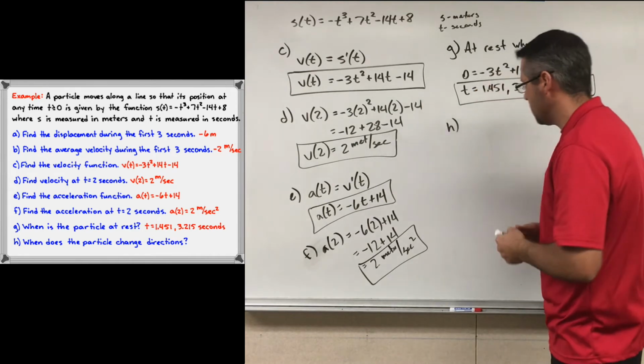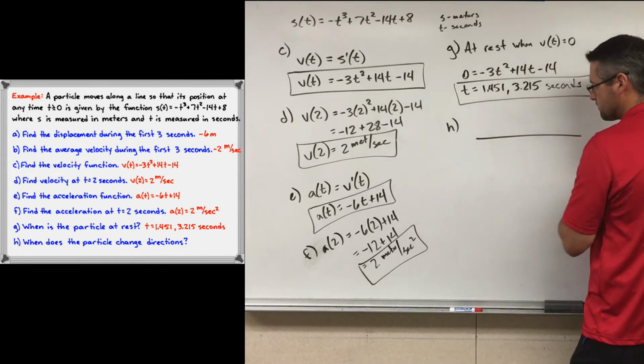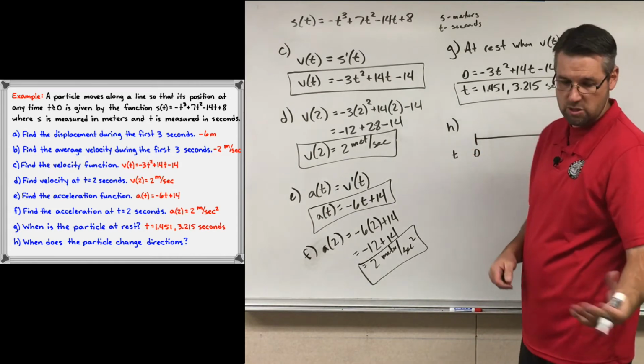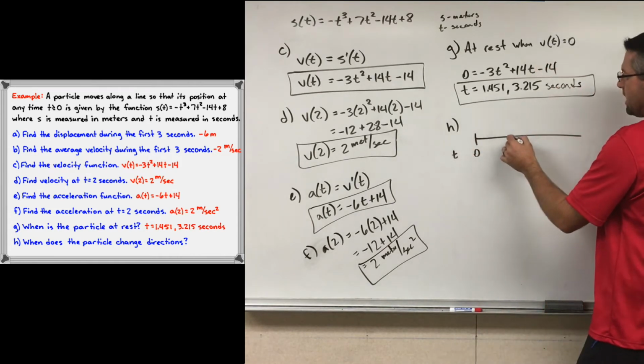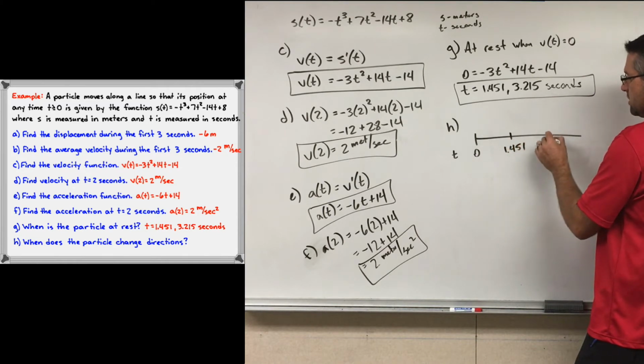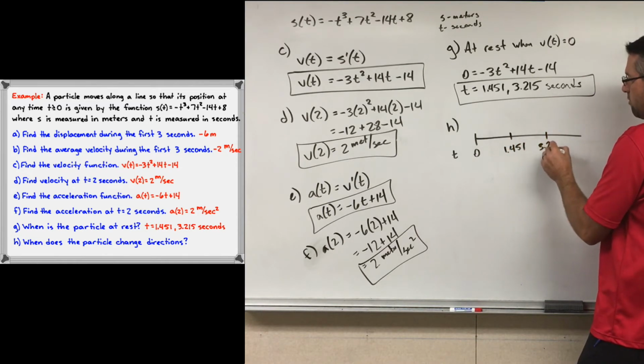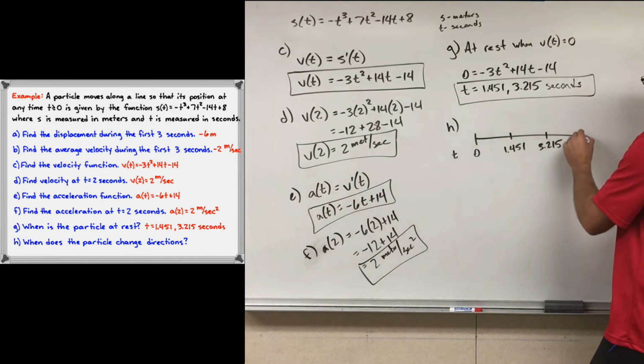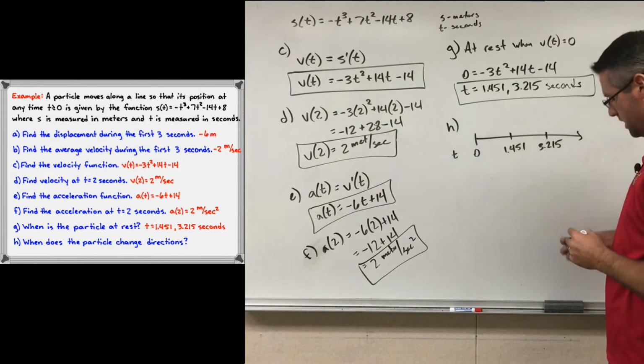So what I do here is I set up a number line, and I know that I have an endpoint of t equals 0, according to the domain restriction in the problem. And I know that velocity is 0 at these 2 points, at 1.451 and 3.215. And there is no end to our time. It just says t is greater than or equals 0, so we'll keep it going that way.